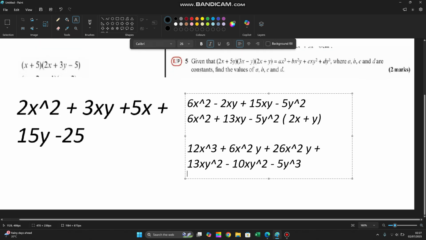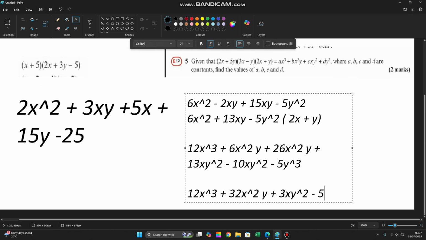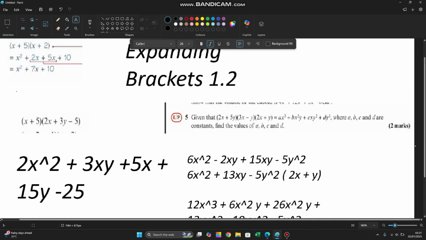Now the only thing left to do is to simplify. So the 12x cubed stays. We have a plus 6x squared y and a 26x squared y. We can add them together to get 32x squared y. We now have 13xy squared minus 10xy squared, which will simplify to plus 3xy squared. And then we just have our minus 5y cubed. And that completes the question for 2 marks, hopefully.